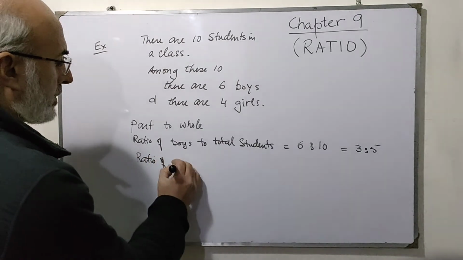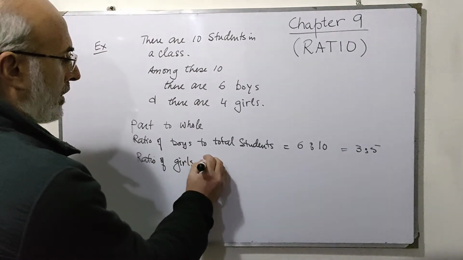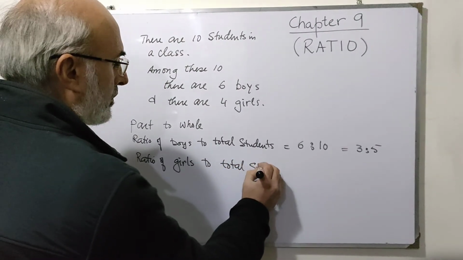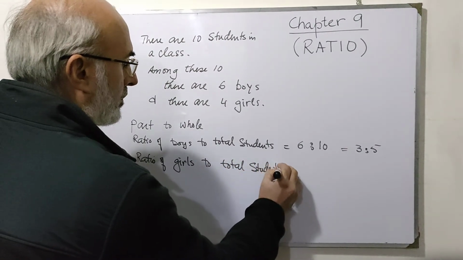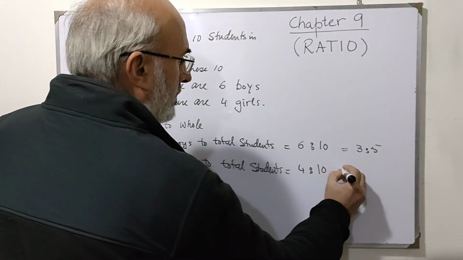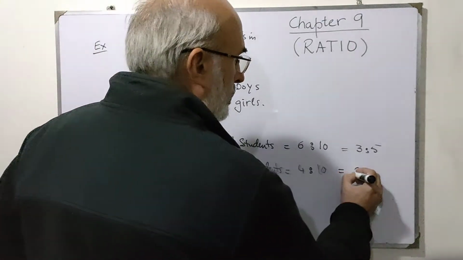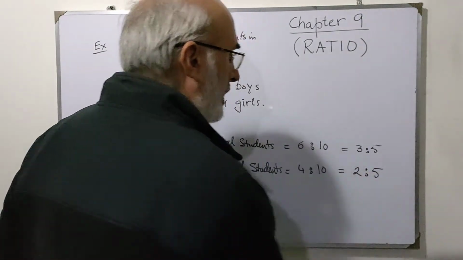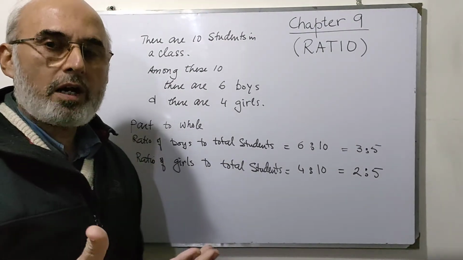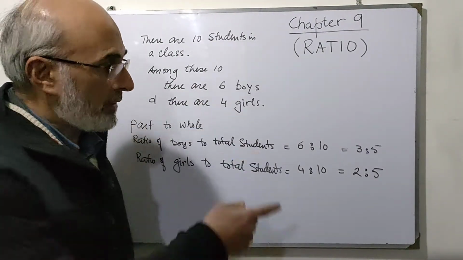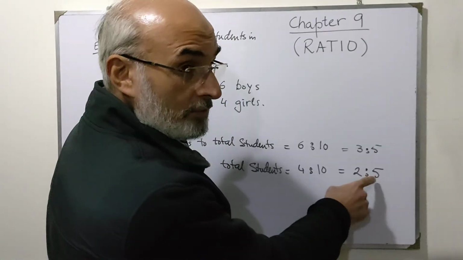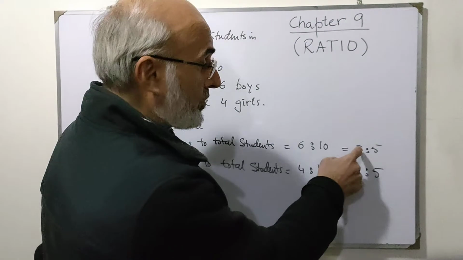Or the ratio of girls to total students is 4 is to 10. That is 2 is to 5. So if the total number of students is 5, among these 5, 2 are girls and 3 are boys. Got it? The total is 5, and among these 5, 2 are girls, 3 are boys.